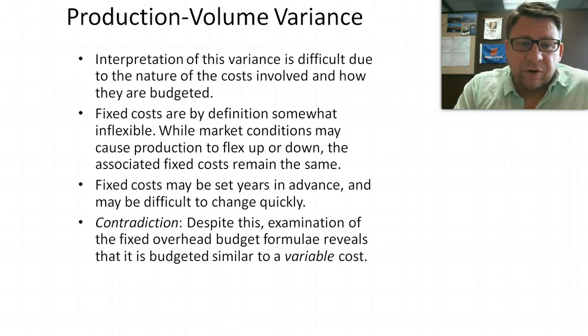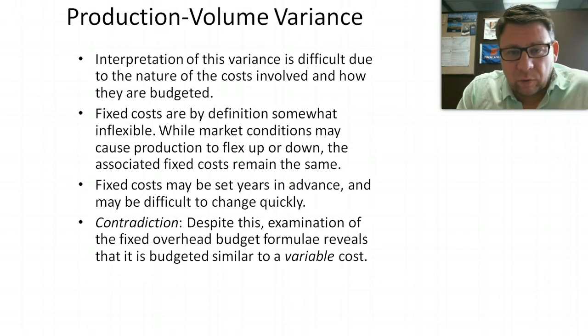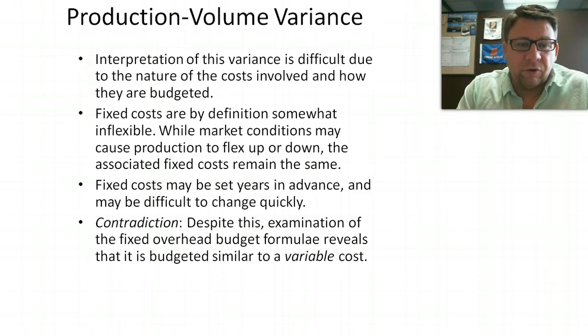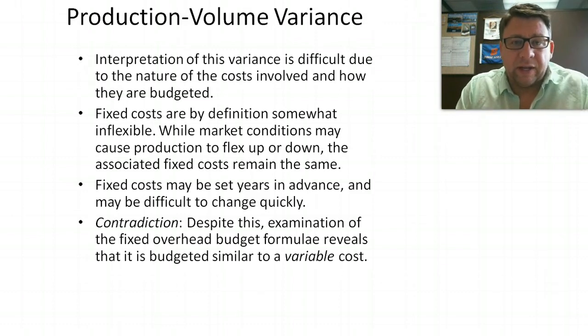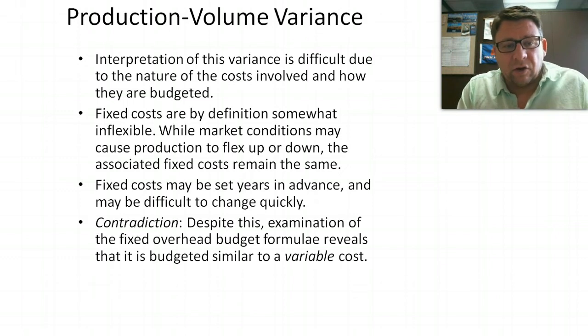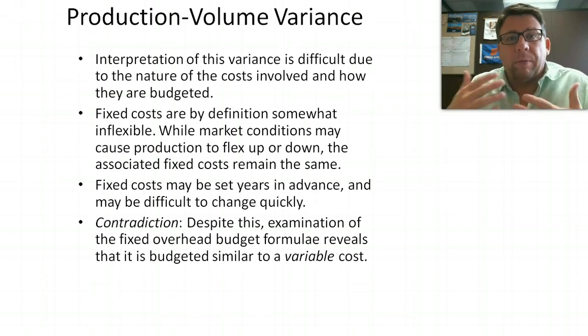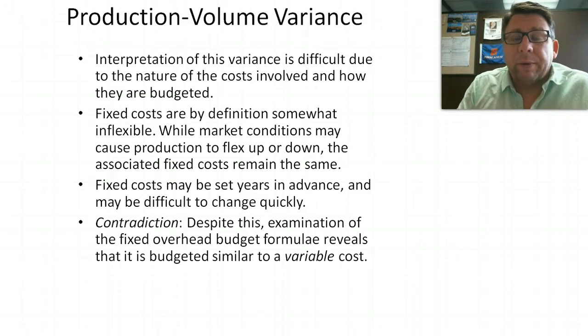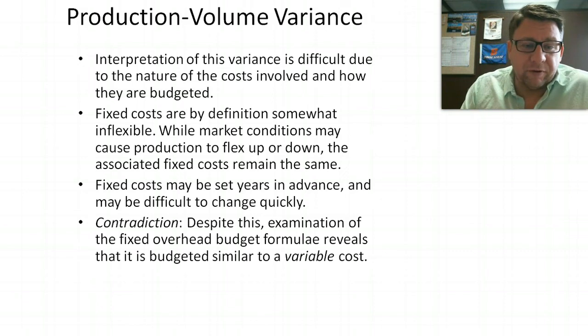So the production volume variance. This is a difficult one to interpret. I hope I've explained it well enough to you. The idea again is that fixed costs remain the same, and so as our volume goes up, we absorb more fixed costs, and therefore we become more profitable. If our volume goes down, we don't absorb enough fixed costs, and therefore we are less profitable, or we have unfavorable variances.